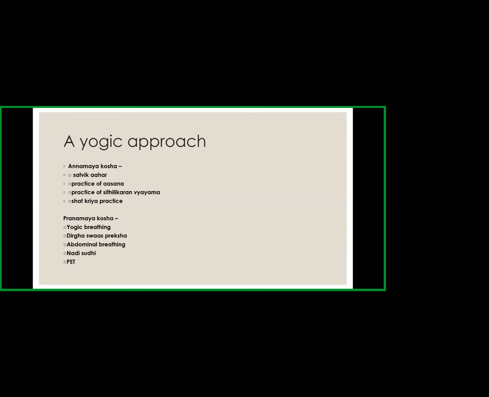Now there is another step that includes the chest area, which is chest breathing, and then there is a third practice which includes the clavicular area. When we combine these three breathing practices, we get the yogic breathing. And this is the perfect way to balance your Pranamaya Kosha. Dirgha swas preksha is the other thing.